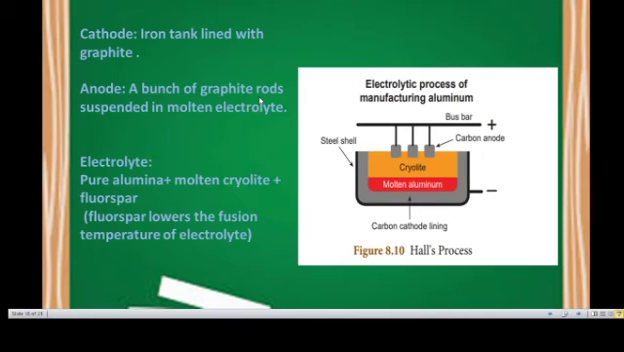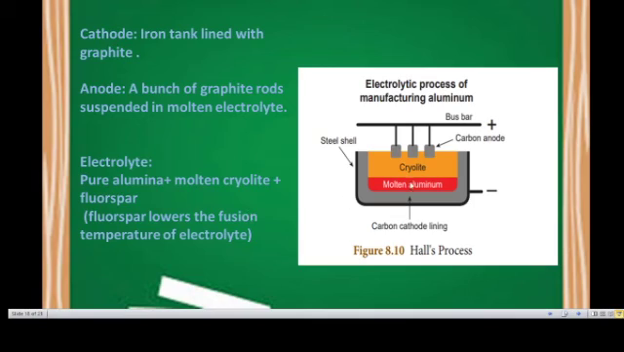A bunch of graphite rods, that is the carbon anode. This acts as the anode. Then the electrolyte: pure alumina plus molten cryolite plus fluorspar. This is the electrolyte. Pure alumina plus molten cryolite plus fluorspar is taken as the electrolyte.